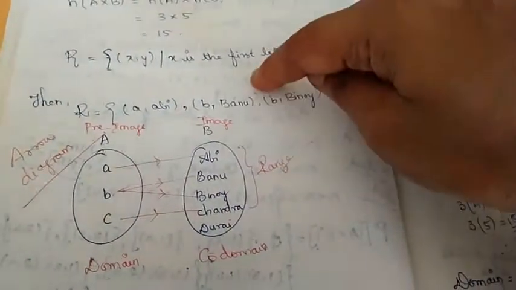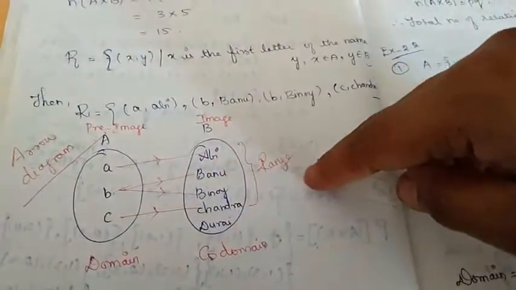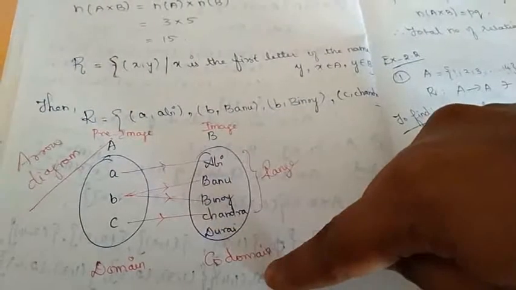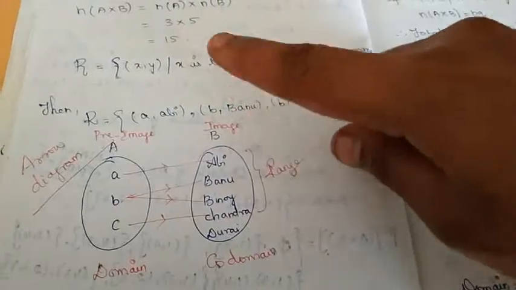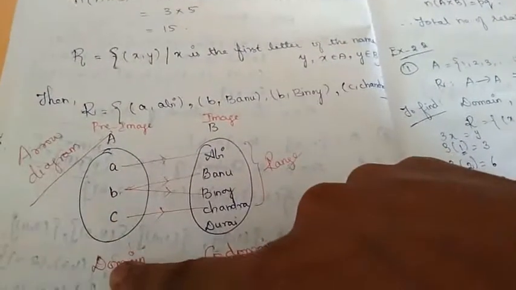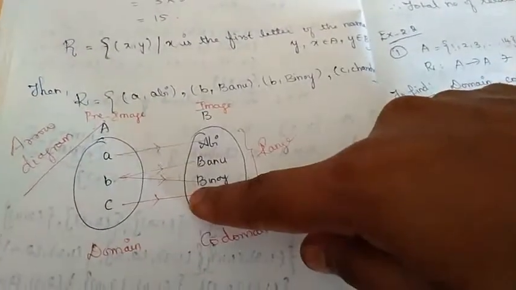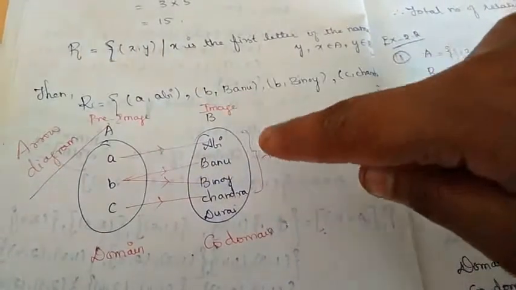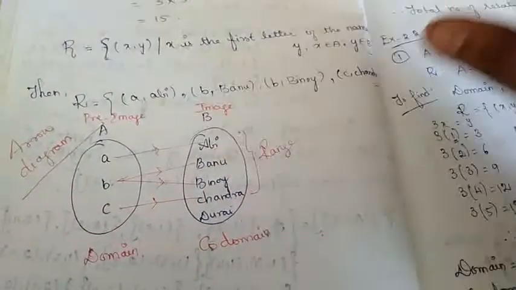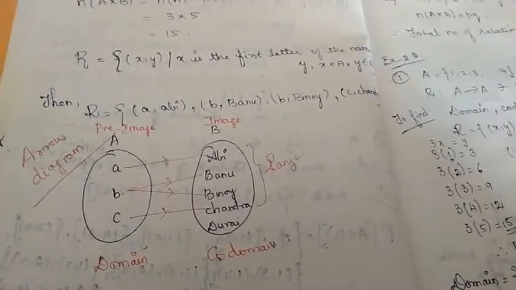So under this relation we have Abhi, Banu, Binay and Chandra. So only these 4 will come under range. But under codomain all the elements of the set B will be there. Right? It has another name, image and pre-image. Domain is the first element of the ordered pair. Codomain is the whole set B. Range or image is the second element under the relation. Okay, range is a subset of codomain. Yes, these are all the things we have learnt under relation.